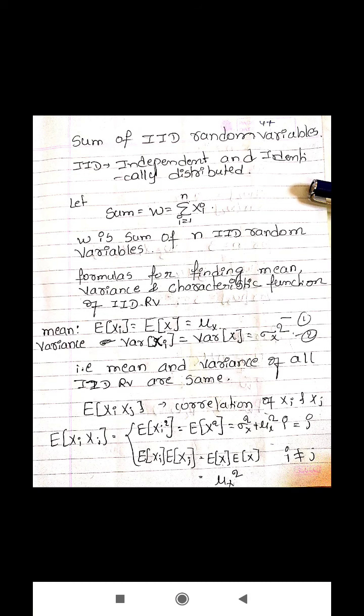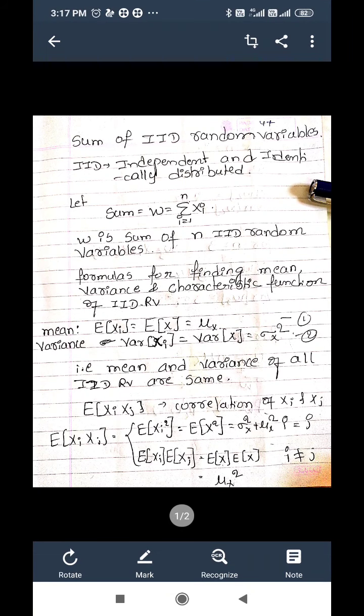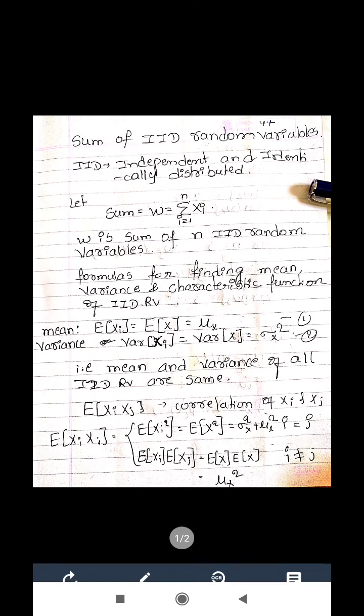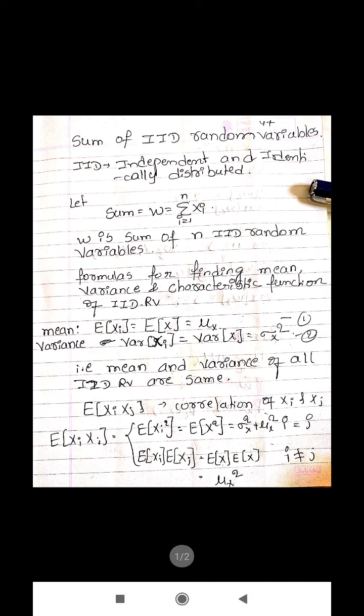Now we will study correlation, that is E of Xi Xj, the correlation of Xi and Xj. There are two cases: when i is equal to j and when i is not equal to j. If i is equal to j, E of Xi square is equal to E of X square, which is sigma square plus mu x square. It was proved in the previous module that E of X square is equal to sigma x square plus mu x square. Similarly, when i is not equal to j, it is E of X into E of X, that is mu x square.